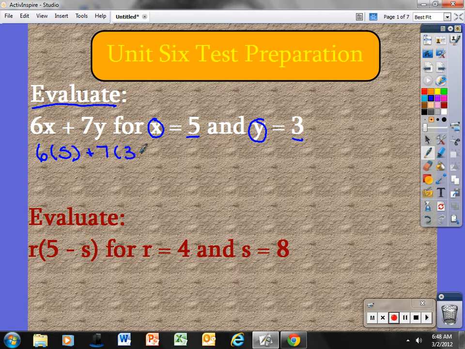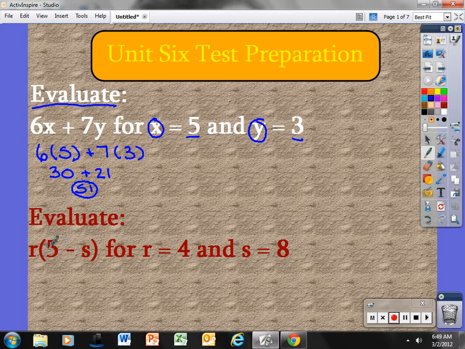times 3. I now go 6 times 5, which is 30, plus 7 times 3 is 21. I now know that 30 plus 21 gives me 51. There's my final answer, 51. Let's take a look at the next one.